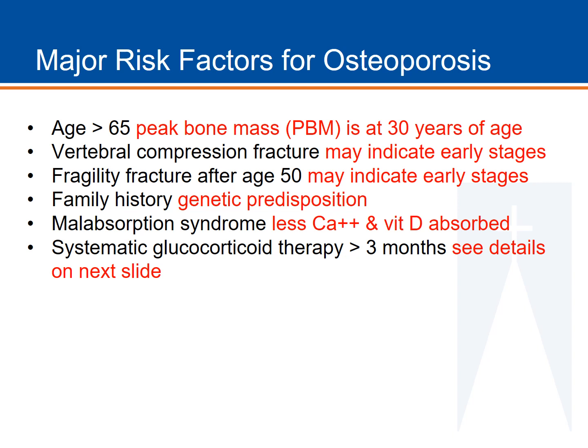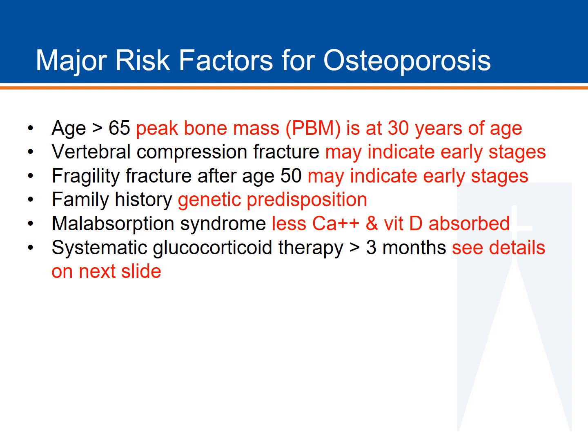Looking back on what you know about peak bone mass, it makes sense that age is a major risk factor for osteoporosis. Second of all, vertebral compression fracture and fragility fracture after age of 50 are risk factors because they're associated with the osteoporosis. So they're not actually probably causing the osteoporosis, but these may be early indicators of the osteoporosis that's already starting to occur.